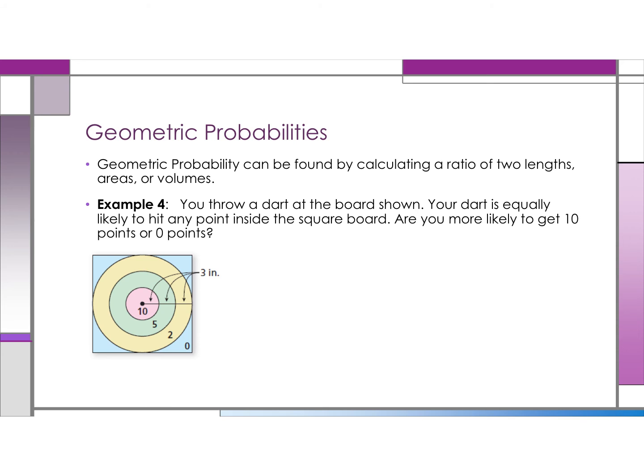So what we need to do is calculate the area for each. So let's do the pink one first. So we're going to find the probability of hitting the 10-point area. And what we need to do here is, again, remember the whole entire area is the denominator. So this will be the area of the entire board.